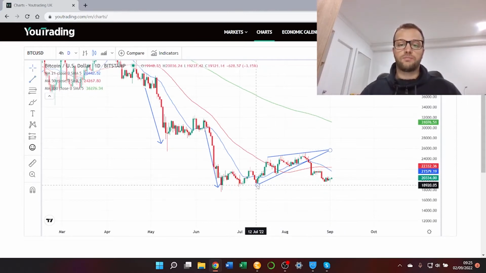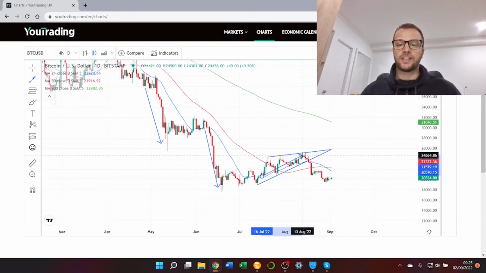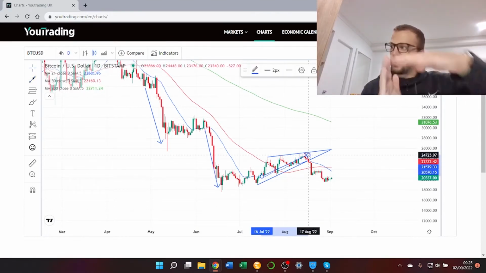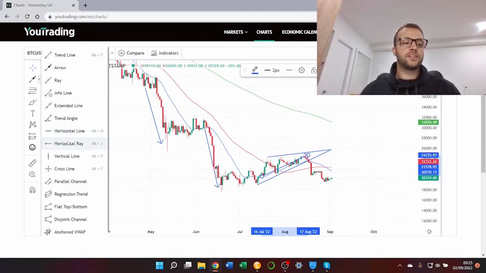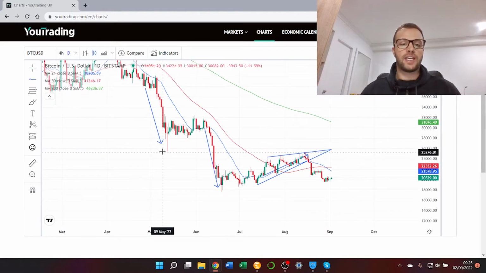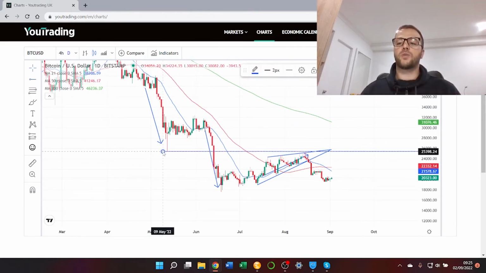Pretty much since mid-July, Bitcoin was having a bit of a short-term bull run. It was moving higher, and it was forming this sort of pointy flag structure that you can see there. However, it did fail to get through this key area of resistance here, around 25,400.